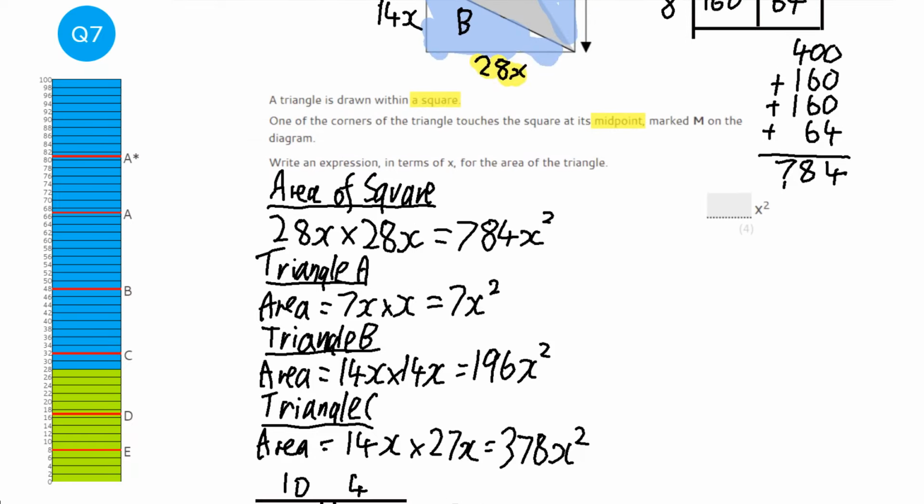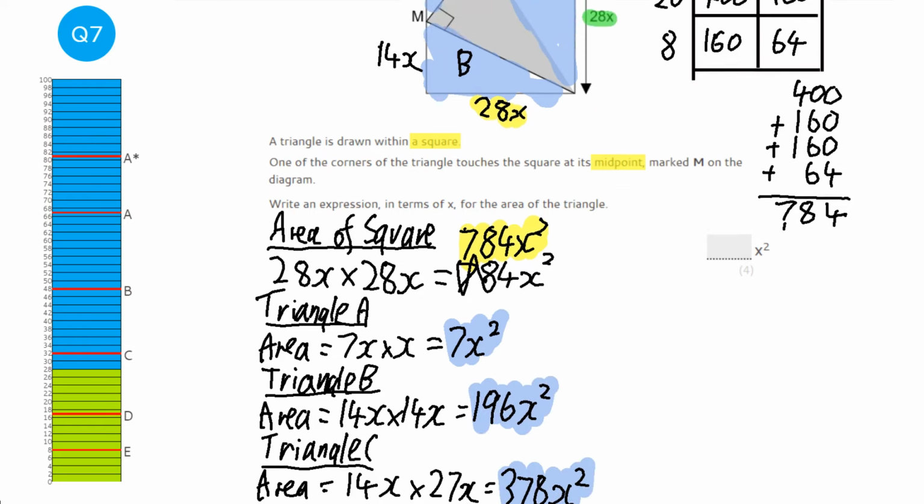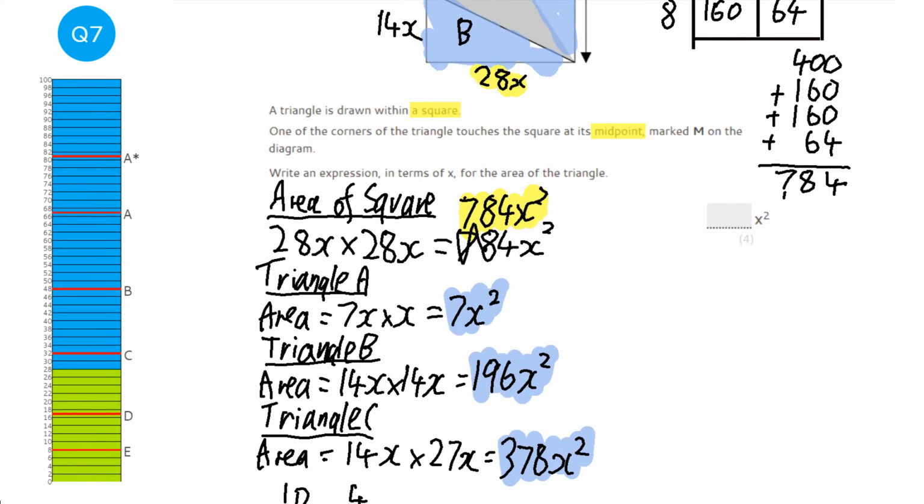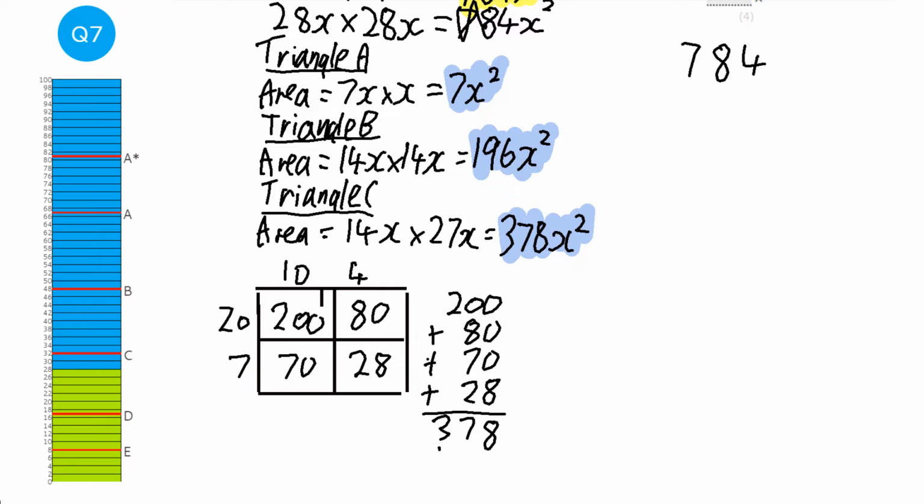Okay, so we have the area of the square. That should be 784x squared. We have the area of the square, which is here, and we have the area of the triangles here. So these are the area of the triangles. Now the triangle in the middle is the only bit remaining if we take away triangle A, B and C. So we want to take them away. So we're doing 784 and we're going to take away all the others added together. So let's add those together first. Might be a sensible thing to do.